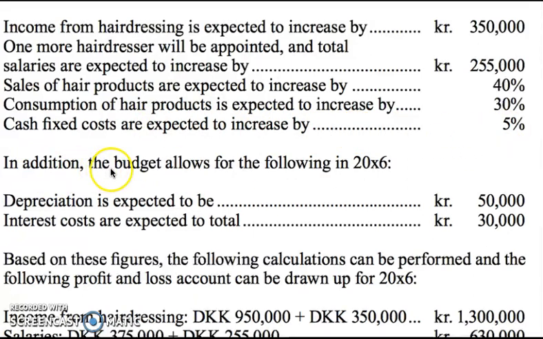So, in addition, the budget allows for the following for 2016. Depreciation is expected to be 50,000. Interest costs are expected to total 30,000. Based on these figures, the following calculations can be performed for the profit and loss account to be drawn for 2016. I will follow up on that right now.